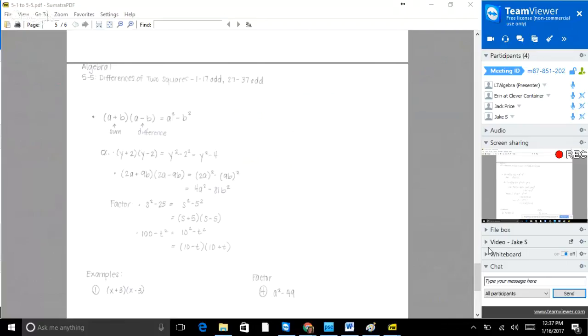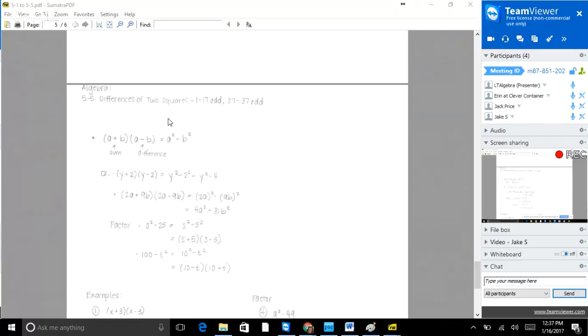So last Monday, which is recorded if you didn't get a chance to watch it, we reviewed section 5.4, which was FOIL and factoring. And then we went over section 5.5, which is called the difference of two squares. The difference of two squares is a special case for factoring. So only numbers that have a perfect square fall into the category of difference of two squares.